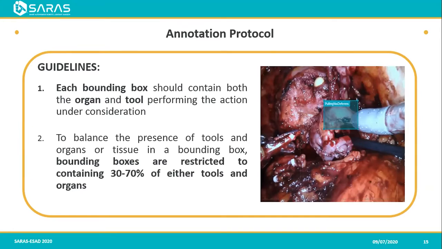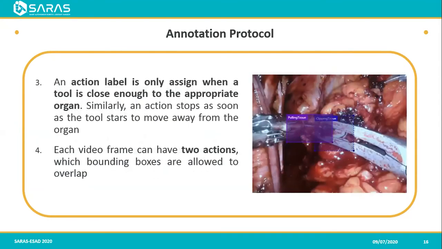it should contain 30 to 70 percent tools and organs. In the third point, an action label is considered only in time when the tool is close enough to the organ of interest, and an action stops when the tool starts to move away from the organ. In the last point, each video frame can have two or more actions, whose bounding boxes can overlap, as we can see in the figure on the right.